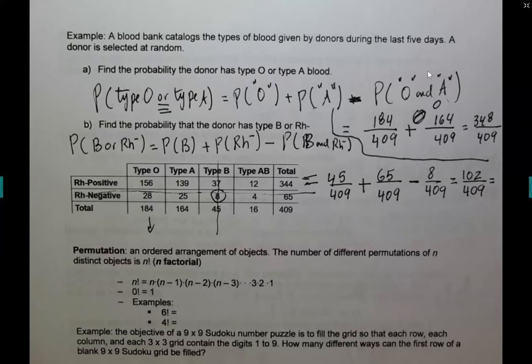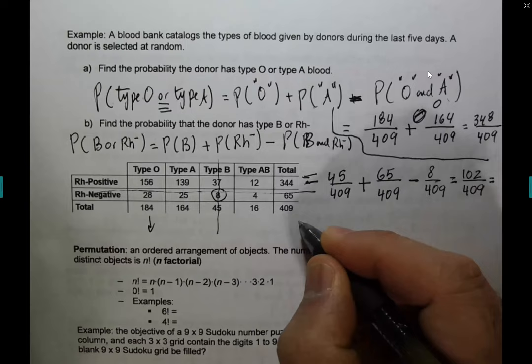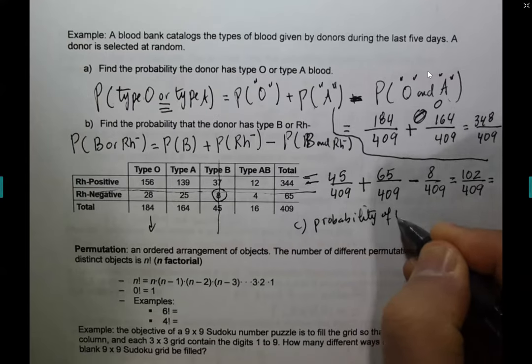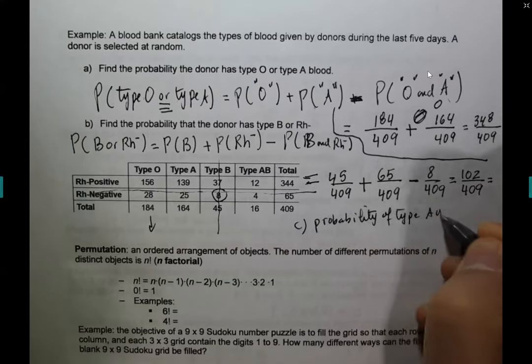Let me add one more question, guys. So part C. What's the probability of selecting a donor who is type A and positive? I didn't say or positive, I said and positive. What would that be? 139 over 409, exactly. What about if I say type A or positive? So I'm just going to add this, C. Or Rh plus.